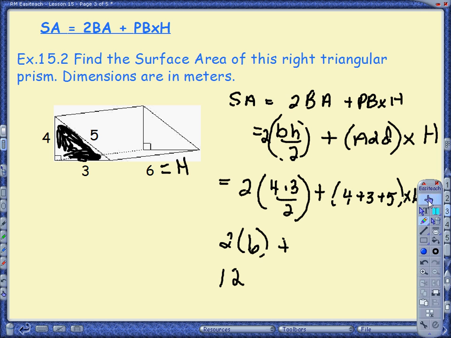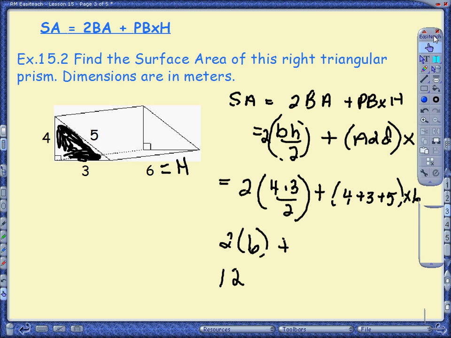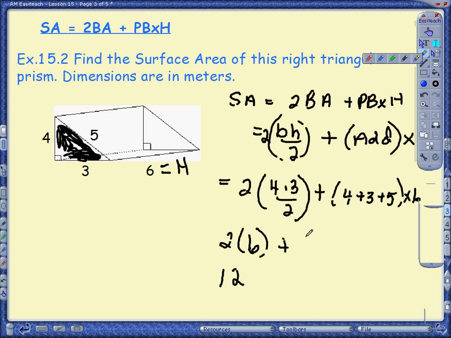4 plus 3, we can't really see this, so I'm going to drag it out of the way. Up here, 4 plus 3 is 7, plus 5 is 12. So now in here we have 12. I lost my pen. We have 12. And I'm going to multiply that by 6. 6 times 12 is 72.